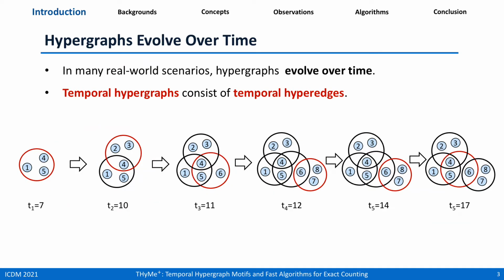In many cases, hypergraphs evolve over time, and in this case, we model the hypergraph as a temporal hypergraph, which is a sequence of temporal hyperedges. Note that temporal hyperedges consisting of the same set of nodes can appear at different timestamps.